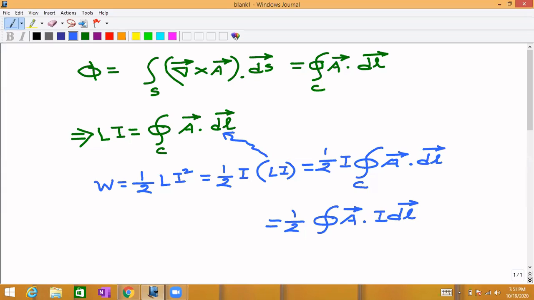So since it is a single vector, we can write it as half into closed integration A vector dot I vector dl. But some of you may be surprised to see this expression because I am putting a vector sign over current. Current ra upor ta vector sign ami di dilu. But we know that the current is scalar.